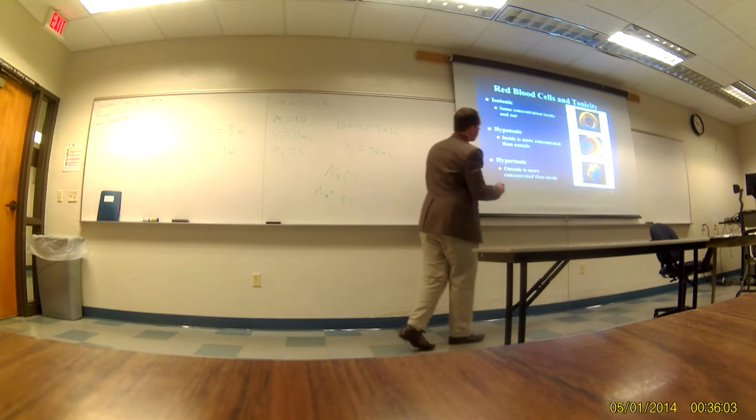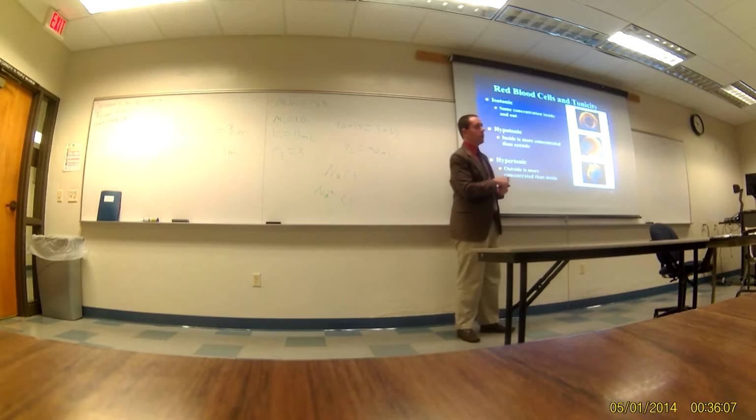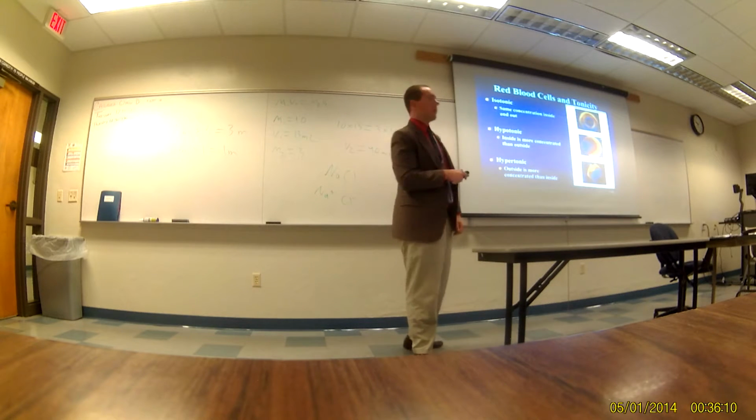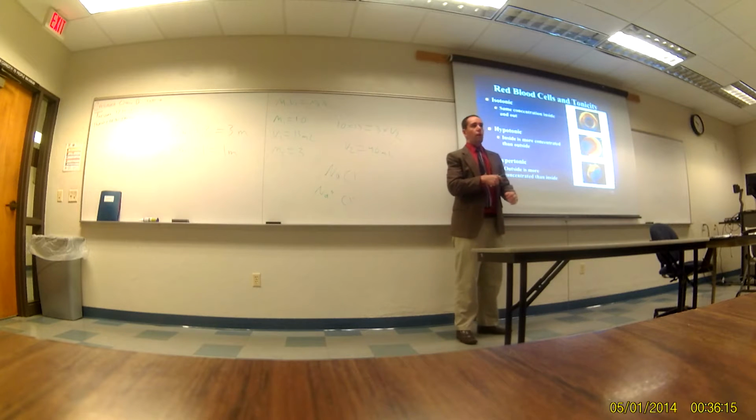So if we think about this in terms of a red blood cell, a red blood cell normally looks like that. It looks like a donut with a kind of a thumbprint in the center. If you put a red blood cell into an isotonic solution, there's no osmotic pressure, water doesn't flow either way, and it stays looking like that.